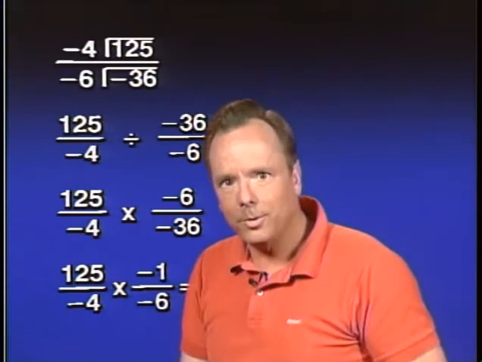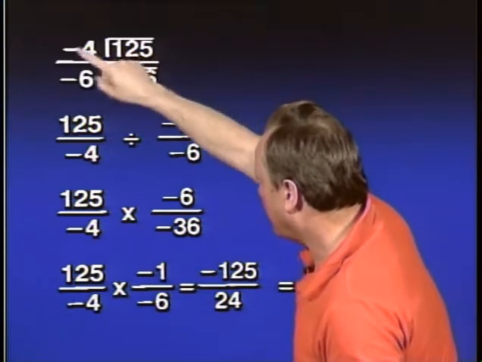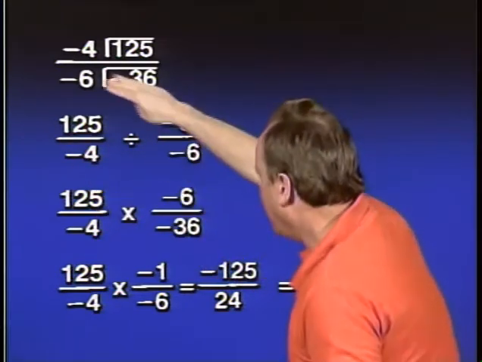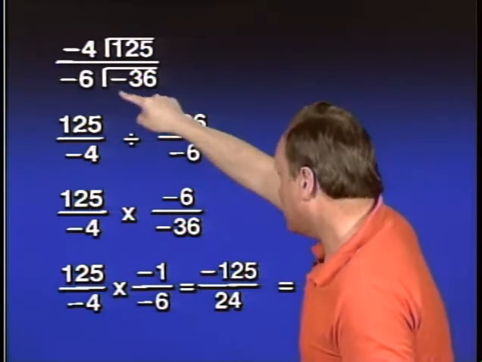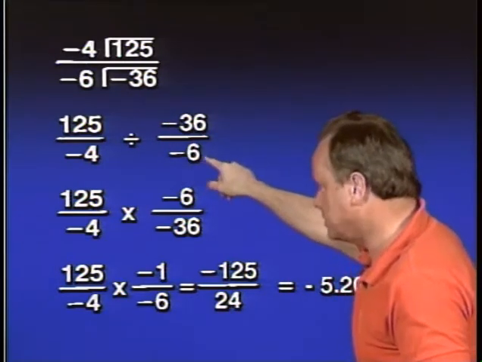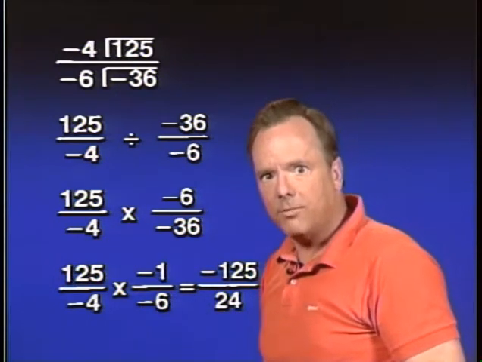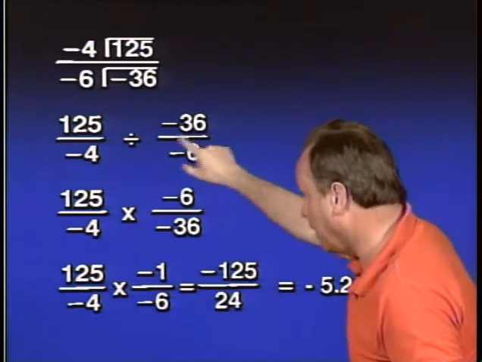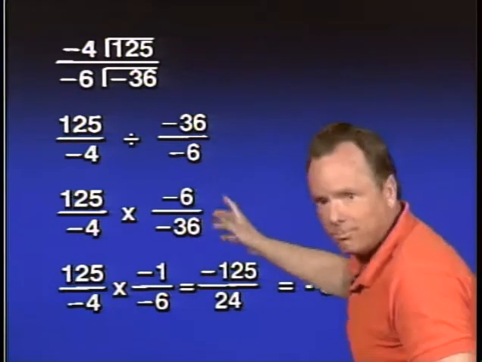Now, how are we going to deal with this? Well, we're going to turn them into fractions, because 125 divided by minus 4 could be expressed just like this, 125 over minus 4. And that's all divided by, so we'll put a division symbol here, by minus 36 divided by minus 6. We'll express that as minus 36 over minus 6. All right, now, what do you do when you want to multiply instead of divide by a fraction? You flip it. So this minus 36 over minus 6 becomes, divided by, becomes times minus 6 over minus 36. We flipped it around. Nothing to it.